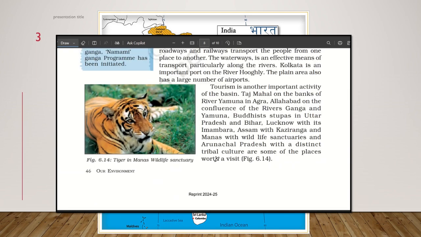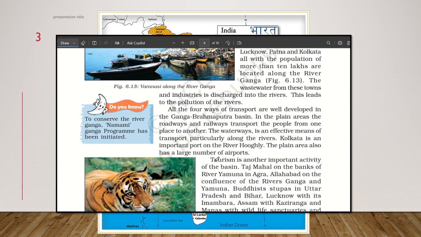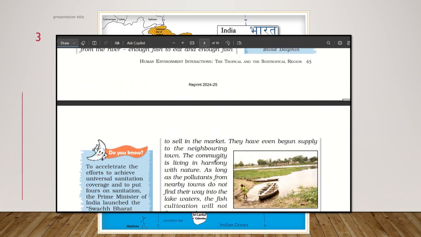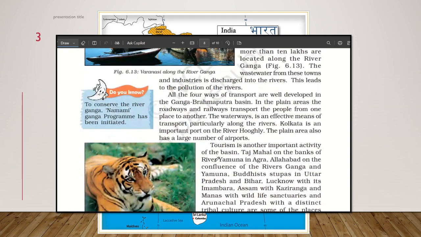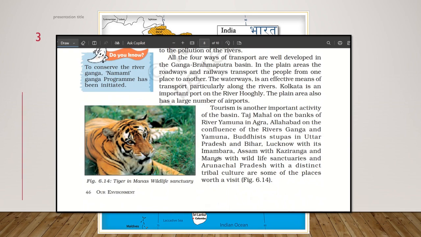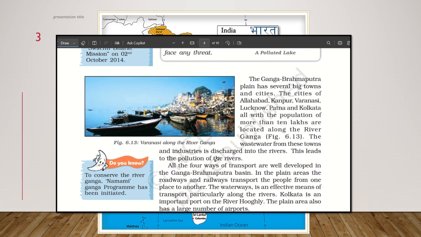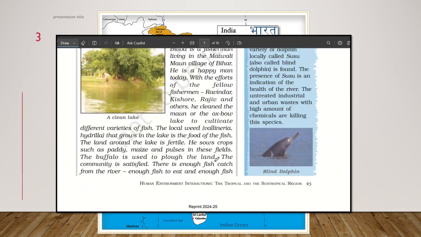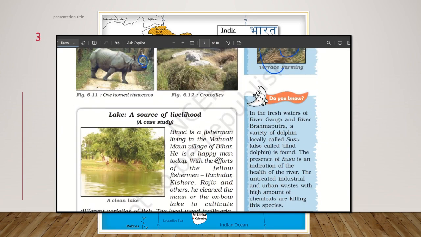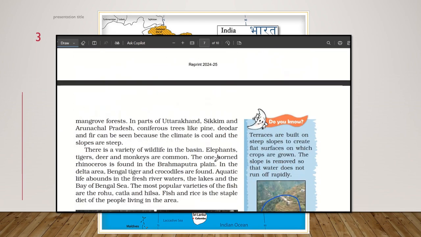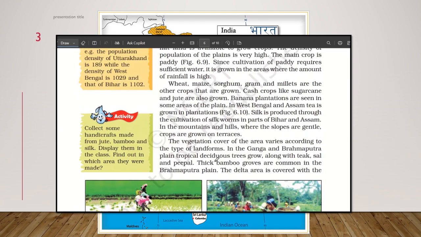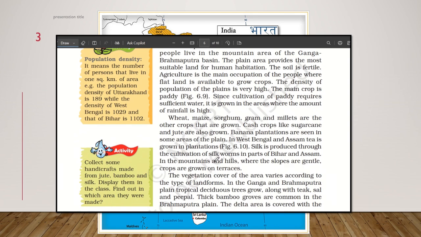So here we understood about the life and the environment of the Ganga Brahmaputra basin. We also understood about the climate, how the people are living, and even the tourism factor, which is very important for the basin. I hope you understood this lesson, which is very easy to understand. If you just read it, you will understand. There are no difficult keywords. They have used very simple language, so it is easy to understand.